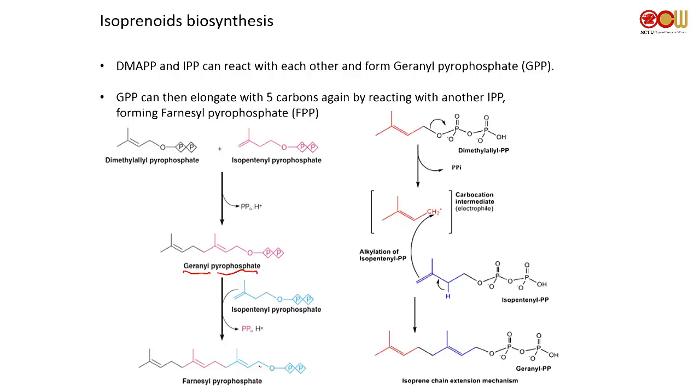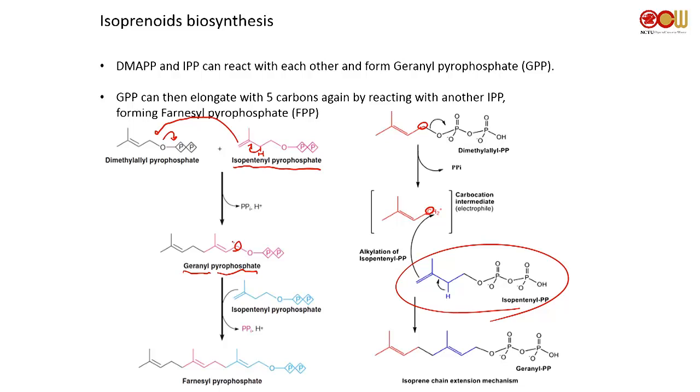So yeah, you take the double bond and then you react it with this particular carbon right here, such that you generate a new carbon-carbon bond. However, it's just that here you have a hydrogen. It claps back down, like that. So you get GPP, and GPP does the same thing again, 100% the same thing. You take another IPP, react it with GPP on this carbon, and then you form FPP, farnesyl pyrophosphate.